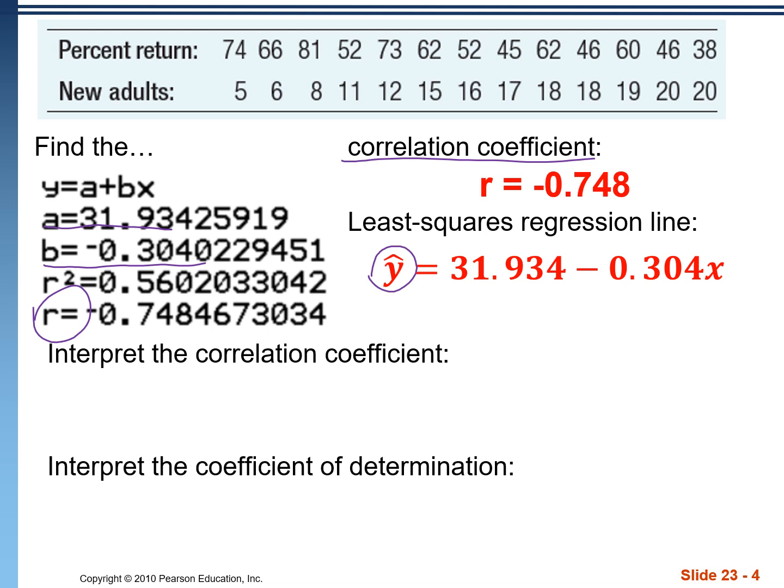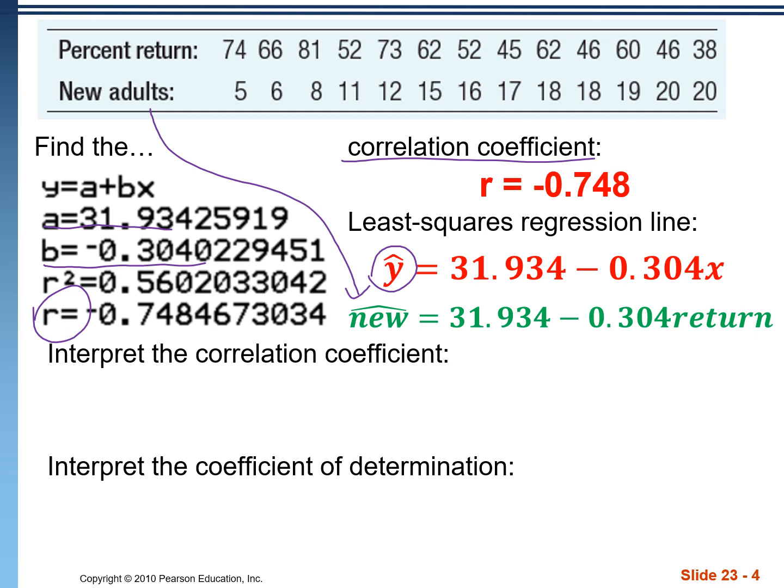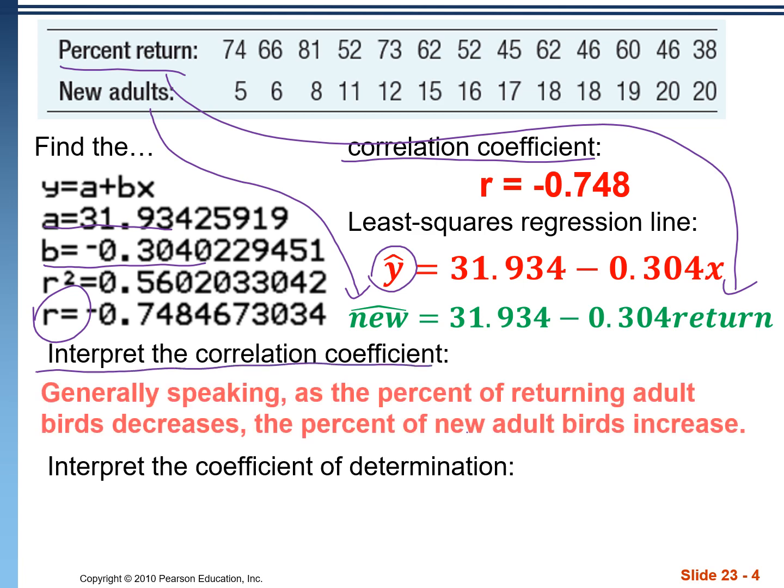Now, when we actually write the equation, we don't want to use X and Y unless we're saying somewhere that X represents the percentage of birds that are returning, etc. So instead, it's better to write it with some words in for those variables. We're predicting the percentage of new adult birds based on the percentage of returning adult birds. If we're asked to interpret the correlation coefficient, we're just going to write something like the last statement on the previous slide. Generally speaking, as the percentage of returning adult birds decreases, the percentage of new adult birds will increase.